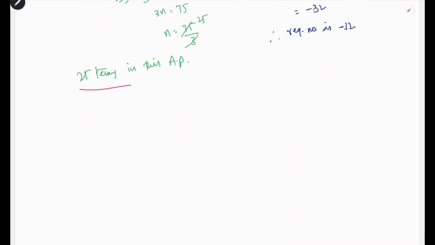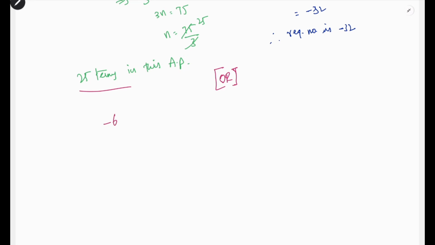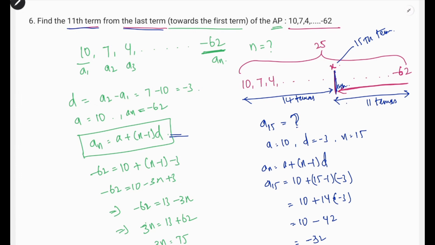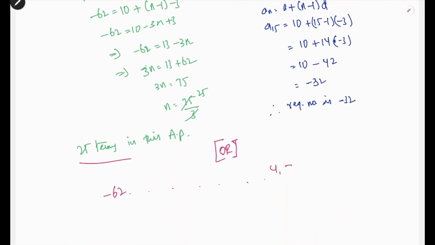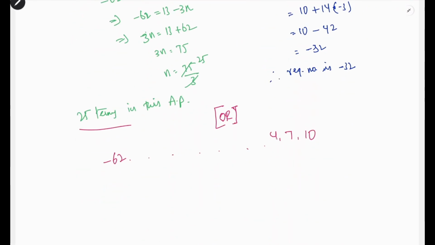See, or we can do another method, as it is asked 11th term from the last. Okay, why can't we write minus 62 in the front, and why can't we reverse the numbers? Now it is 4, 7, 10. Okay, we are just reversing the numbers. See, minus 62 to the leftmost, and then here it will be 4, 7, 10, right?